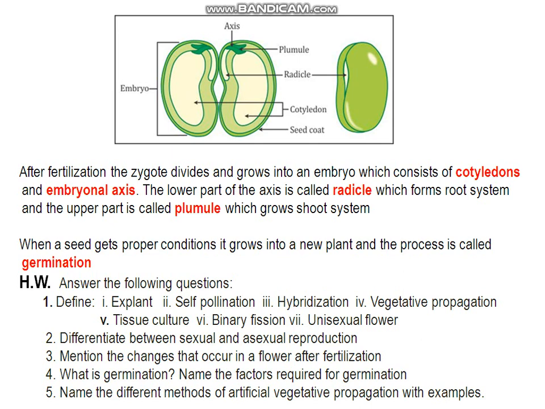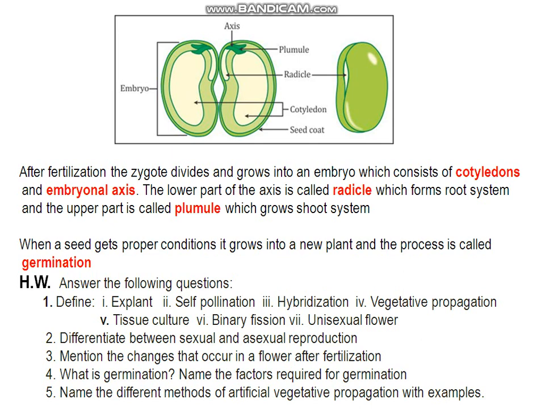So if we keep a seed on the floor, it will not be able to germinate because the seed is not getting the proper conditions. Now the question is, what are the proper conditions for germination? When a seed gets proper conditions, it grows into a new plant, and the process is called germination, and the conditions are air, water and warmth, that is temperature. So these three are the conditions required for germination.